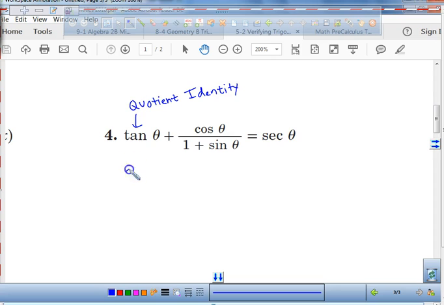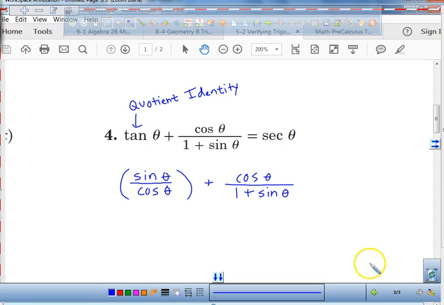So here's what I want you to write. Instead of the tangent of theta, what I would like you to write right now for problem number 4 is the sine of theta over the cosine of theta. Write that down. Now we're going to add a cosine of theta over 1 plus the sine of theta. The denominators are not the same once again.